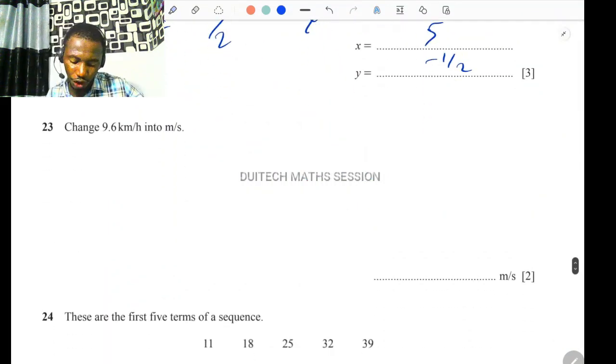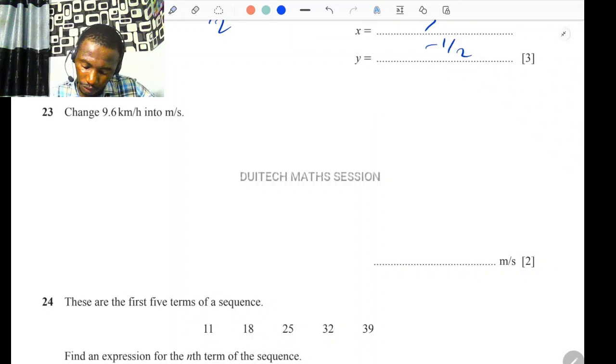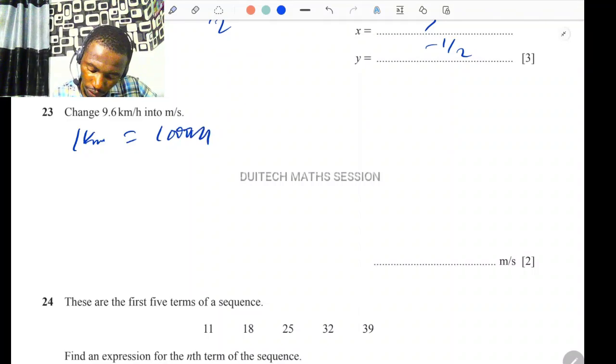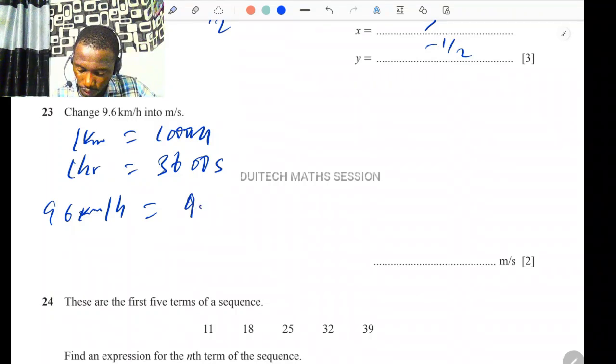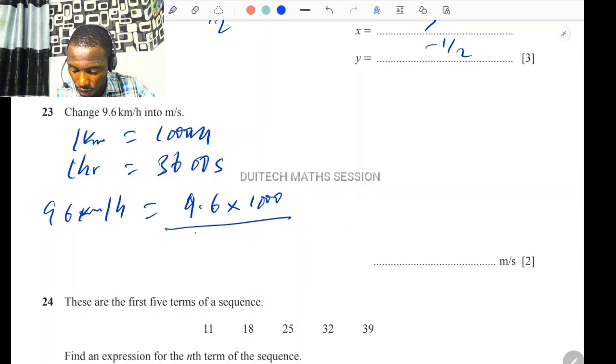So I say change 9.6 kilometer per hour into meters per second. So of course, we know that 1 kilometer is equal to what? 1000 meters. And we know that 1 hour is equal to what? 3600 seconds. So now for us to convert, you have 9.6 kilometer per hour as 9.6 times what? 1000 all over what? 3600.